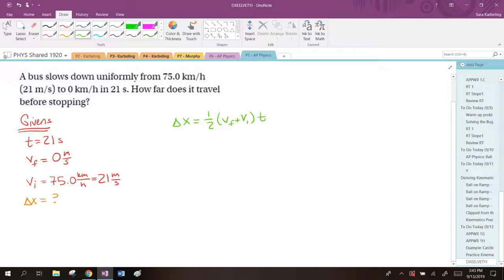All right. Delta x is already solved for, so that makes it pretty easy. We're just going to do our substitution. 1/2. Hot diggity, the VF is gone. See ya. So we just got VI, which is 21 meters per second, times the time, which is 21 seconds. I don't know what's up with all the 21s in this question. I didn't write it. But I guess it makes it, yeah, whatever. Answer? 220. Units are meters.